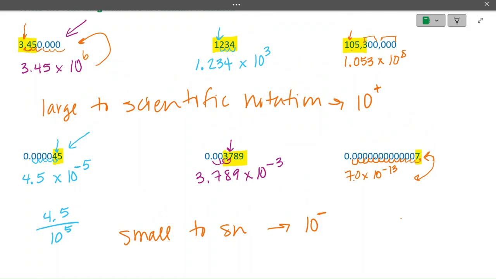But what you're going to notice is on big numbers, you almost always include all of the non-zero numbers in your count. Whereas with small numbers, you're going to notice that I'm not including, like in this one, I only counted the 4. In this one, I only counted the 3, and here I counted the 7. So that is also a difference. So the big takeaway here is you need to count from the decimal place every single time.